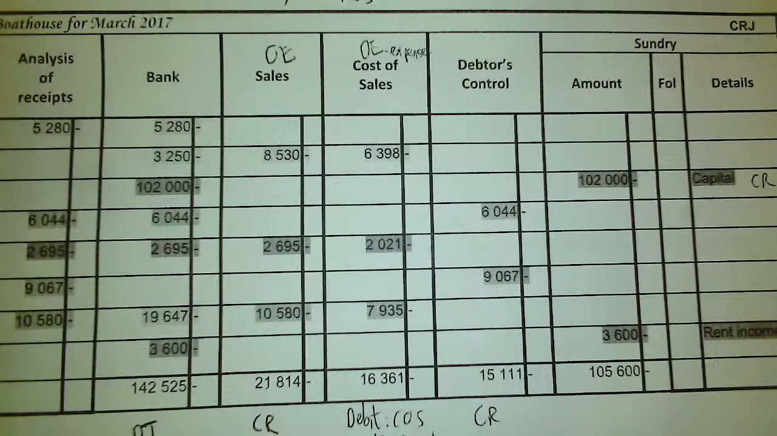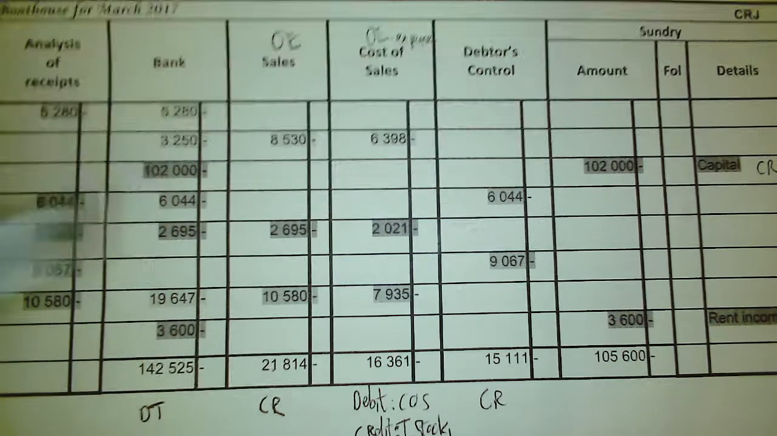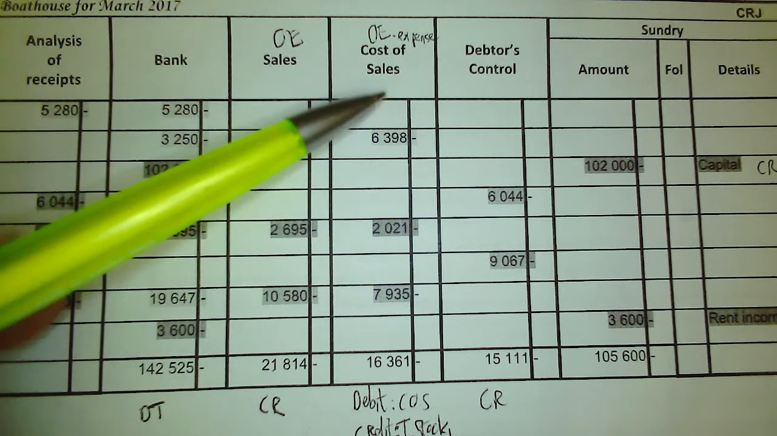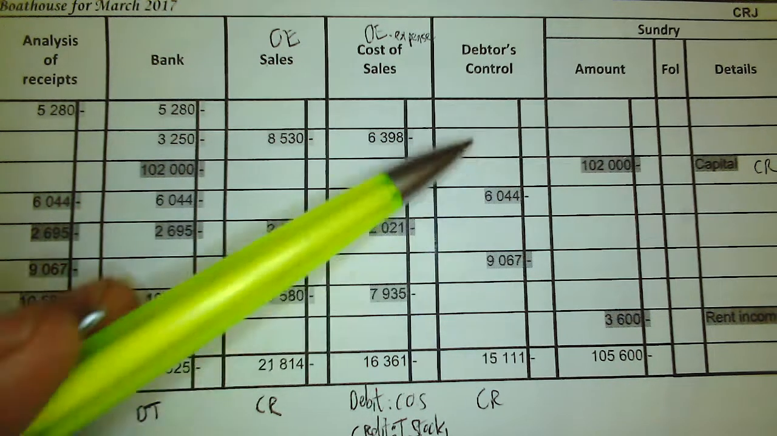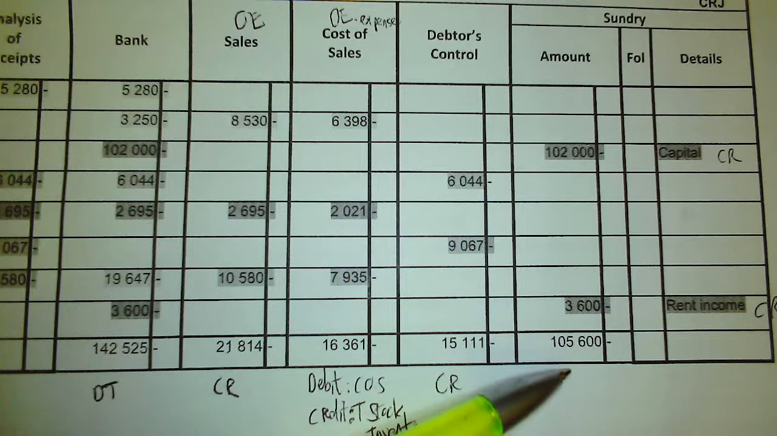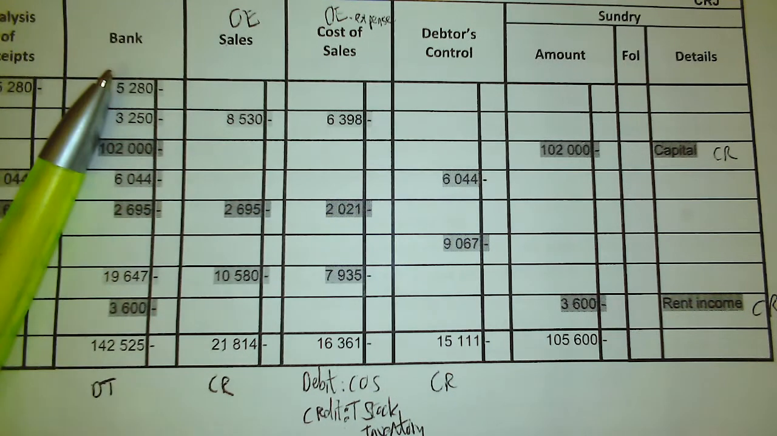So what do we do next? We add everything together: bank to get 142, sales to get 21,000, cost of sales to get 16,000, debtors 15,000, and the sundry accounts column 105,600. Yeah, that's a CRJ.